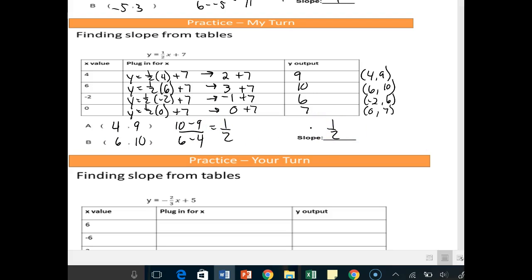If you did it the other way, you might have gotten negative 1 over negative 2, but negative divided by negative is still a positive.